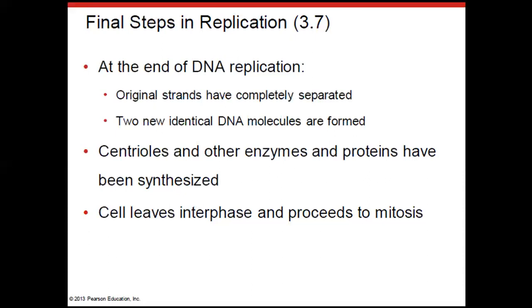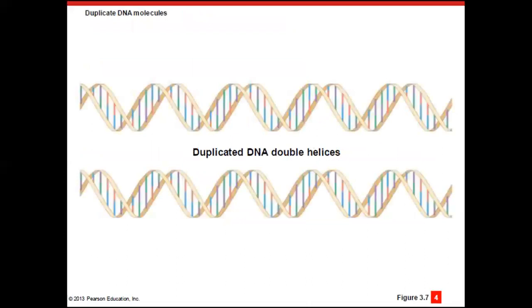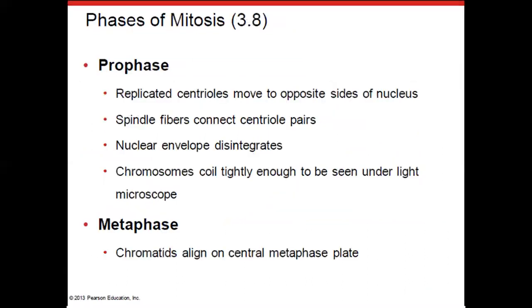Centrioles are the center of that chromosome. So think about the arms of the chromosome and other enzymes that have proteins that have been synthesized. So as the cell leaves interphase and heads into mitosis, you have twice as much DNA as what you started with. It's doubled. And then once you head into mitosis, here's where we begin cell division.